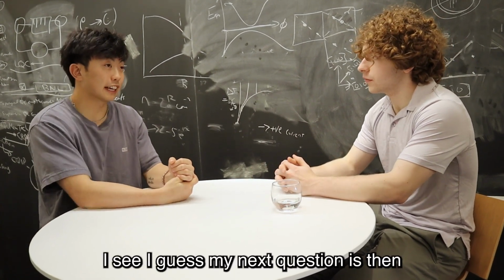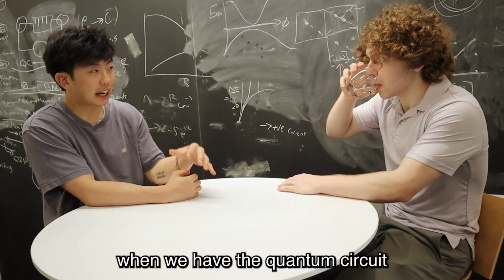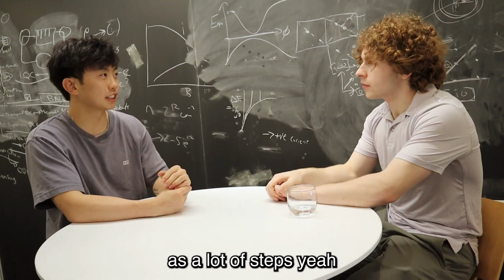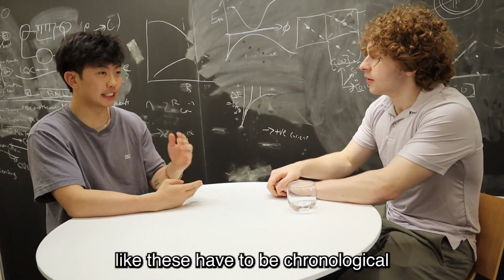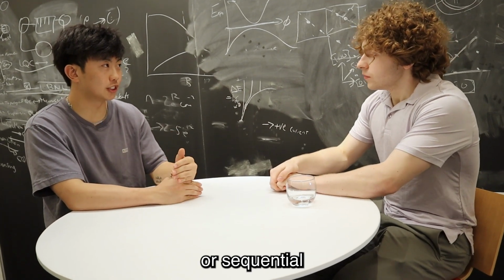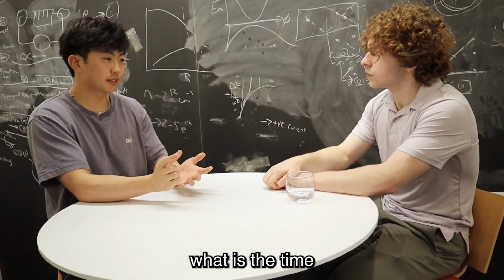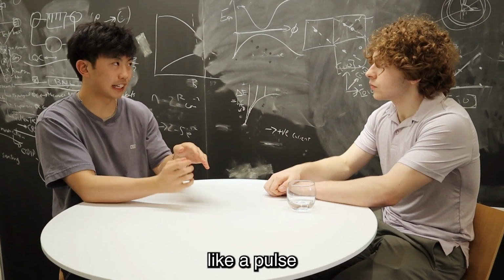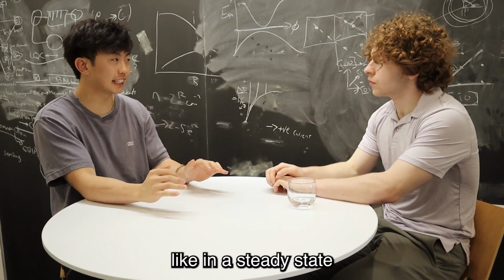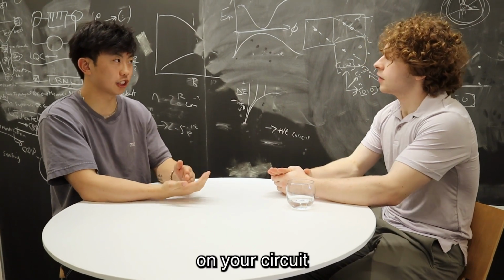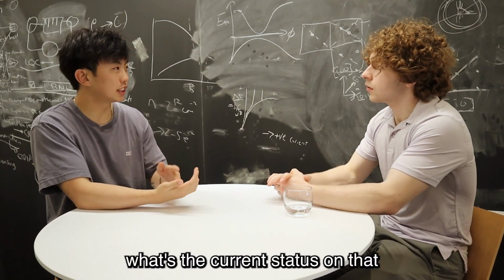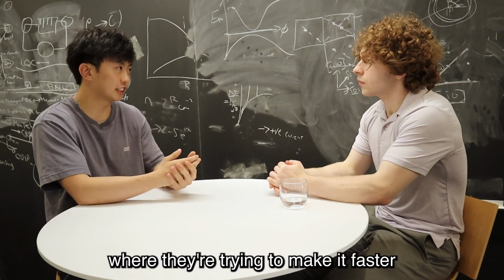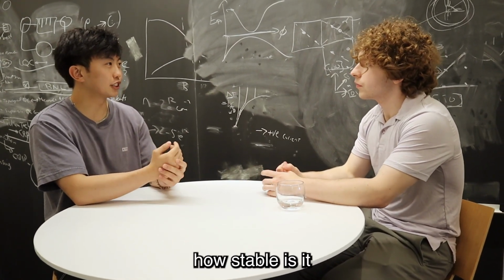I see. My next question is, when we have a quantum circuit, like the pretty complicated ones I was looking at that have a lot of steps, I assume these have to be chronological or sequential, right? So what is the time it takes to send a pulse and wait so that it's in a steady state and you can continue on your circuit? What's the current status on that? Is it a whole field where they're trying to make it faster? And how stable is it?